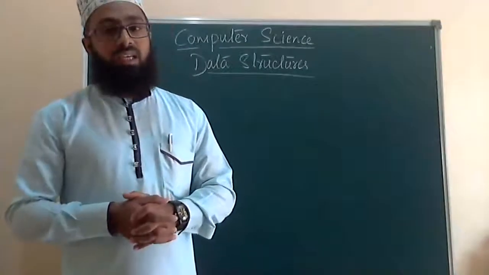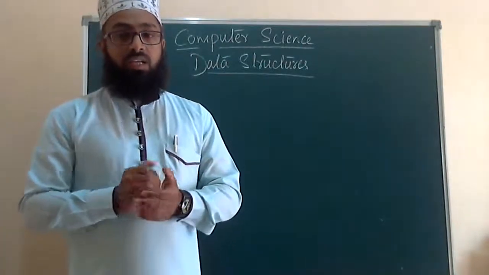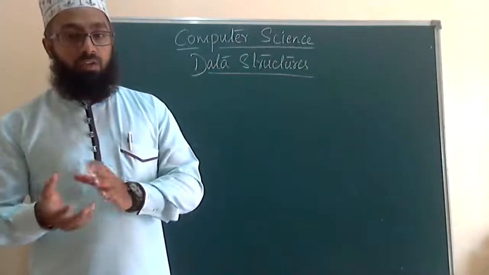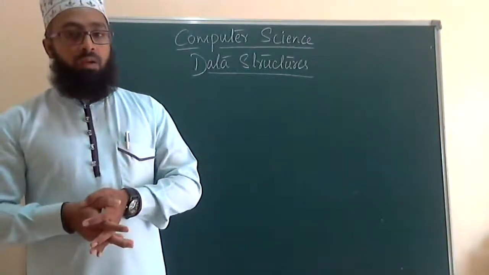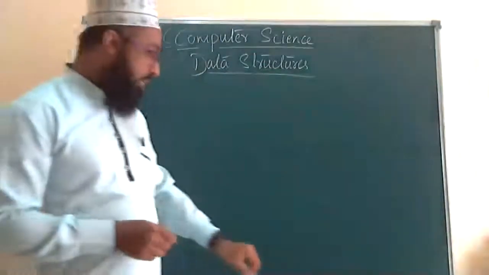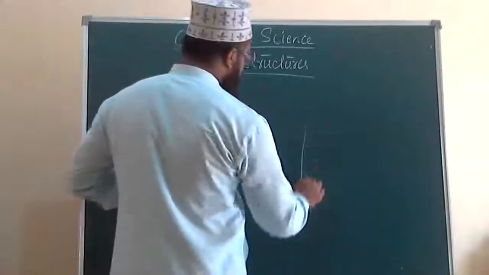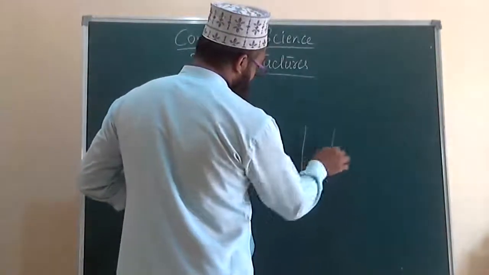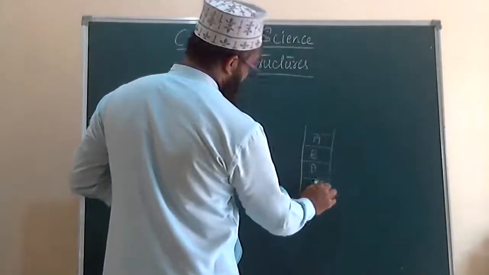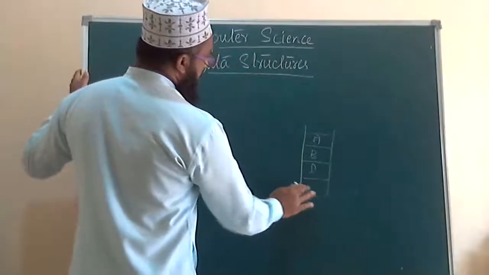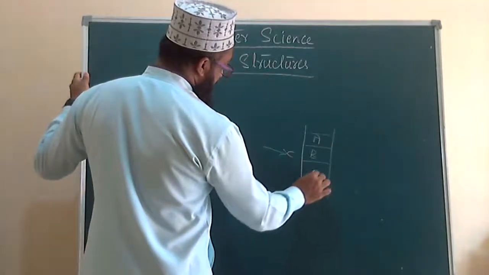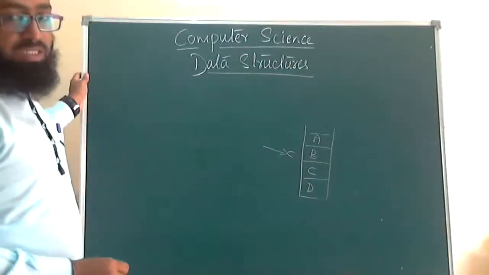Because array is a static structure, where insertion of an element in an array or deletion of an element from the array will create a problem. In an array, if you want to insert an item, say the array is A, B, D. If you want to insert one more element, that is C, then D will be moved, and C will be inserted in its place.